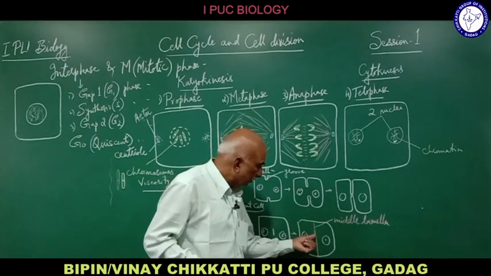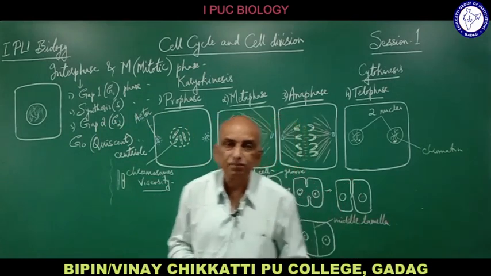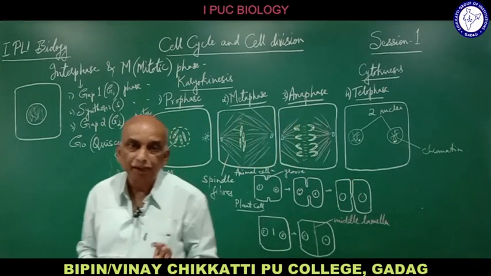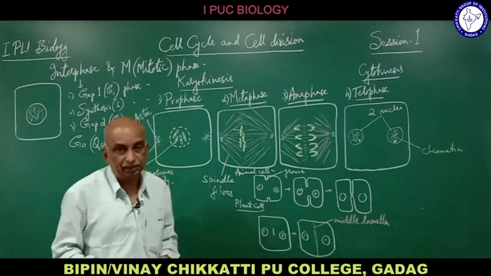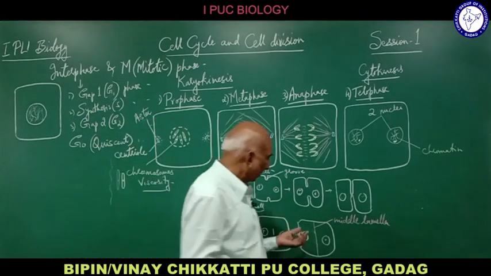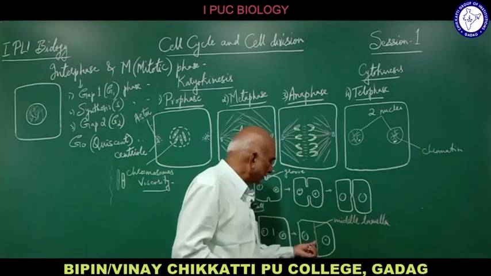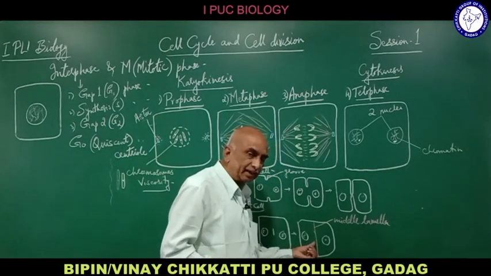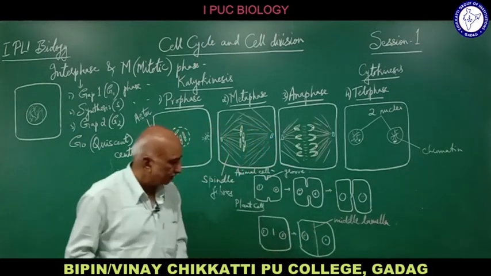On this middle lamella, cellulose gets deposited, which forms the primary wall, or in other words, pectin may get deposited, so that forms the primary wall. Like that, a primary wall gets formed on the middle lamella on either side of the daughter cells. Here it may be cellulose or pectin, so two daughter cells are formed.